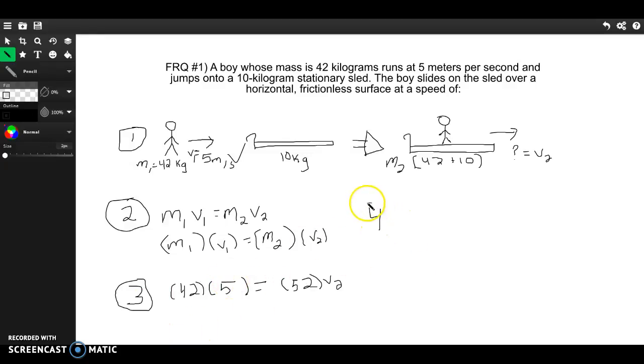You get v2 equals 4.04 meters per second. As for why this makes sense, if he's jumping onto a sled, obviously he's going to slow down a little bit, so this is a little bit less than what he started off with. And there you go.